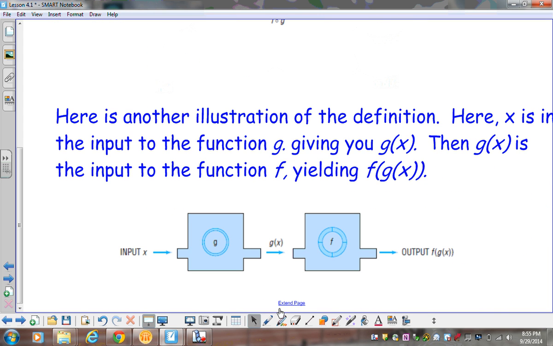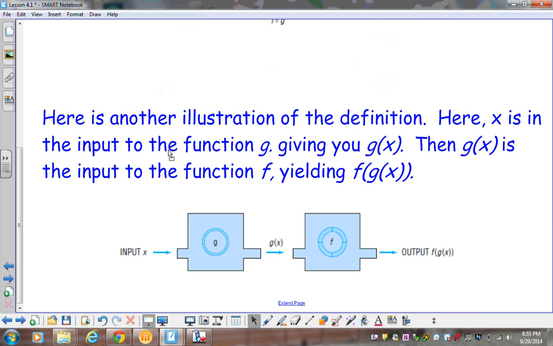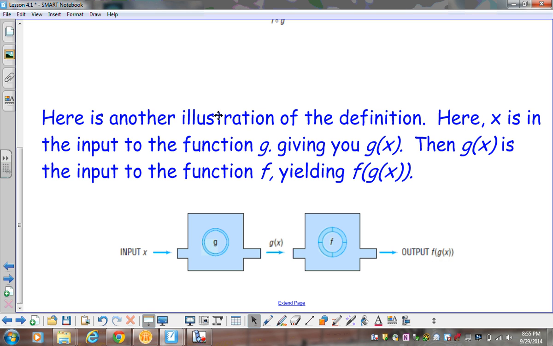This one should be a little bit easier to understand, I hope. It's just another kind of illustration for you. X is the input to the function g of x. So if we put in some x value into our g of x here, we get some value g of x. All right, so we put in an x, we get a y.